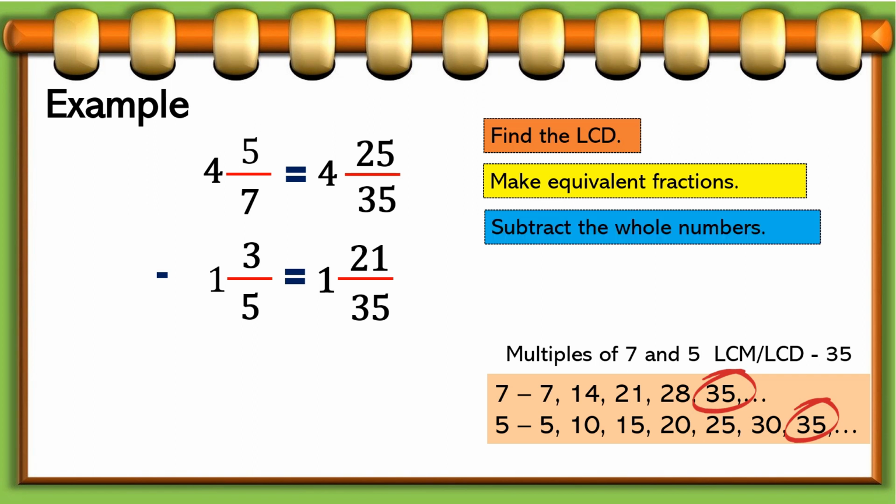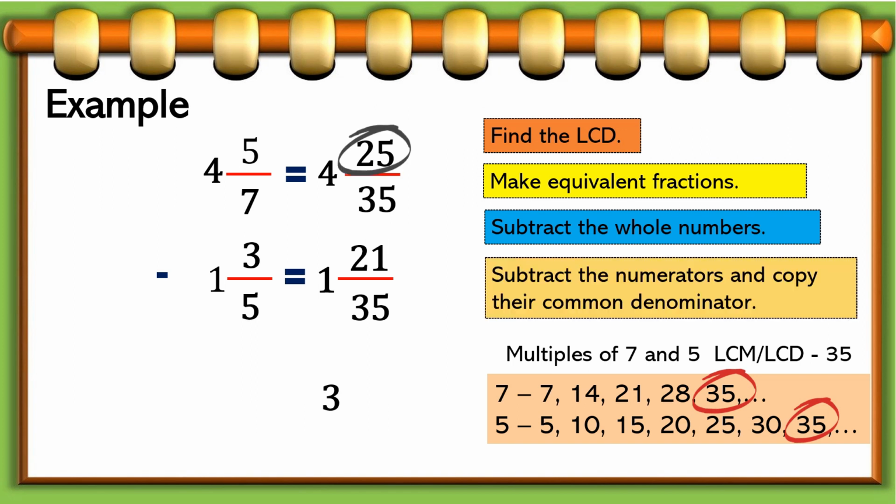Then, subtract the whole numbers. 4 minus 1 equals 3. Subtract the numerators. 25 minus 21, we have 4. And copy the common denominator, 35. So the final answer is 3 and 4 over 35.